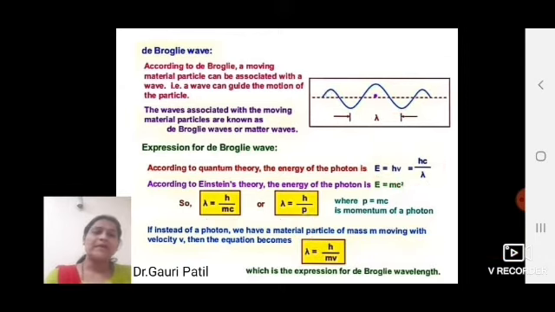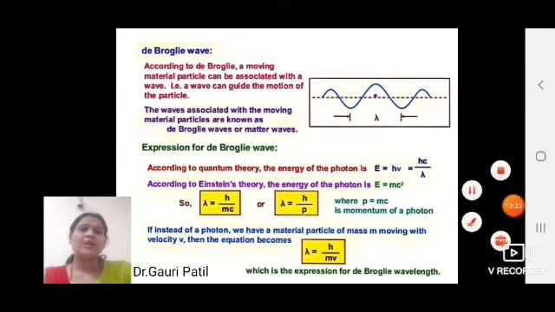Instead of a photon, if we have a material particle of mass m moving with velocity v, then our equation becomes λ is equal to h upon mv, which is the expression for de Broglie's wavelength.